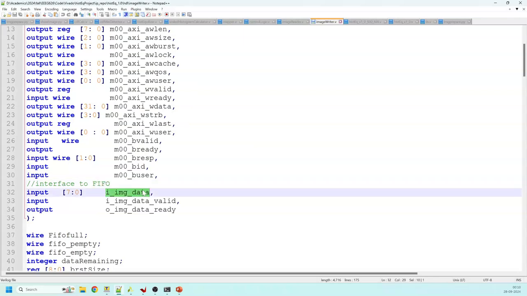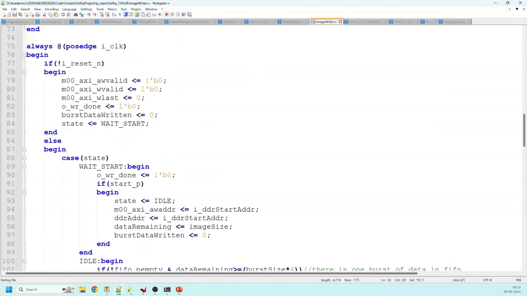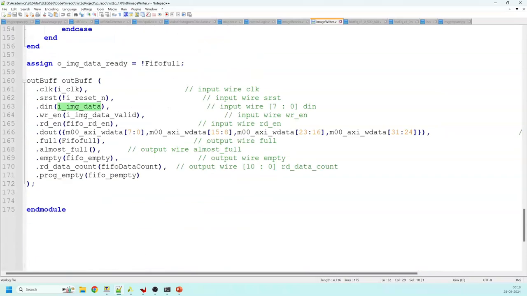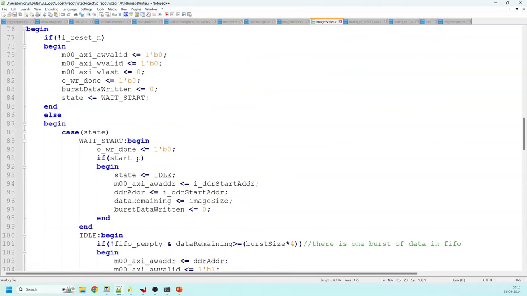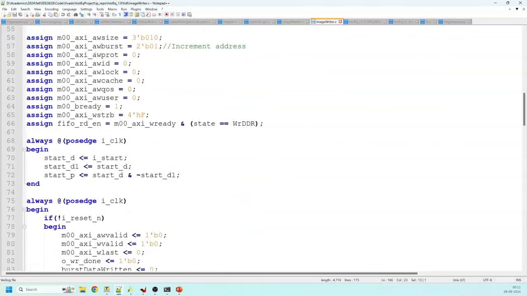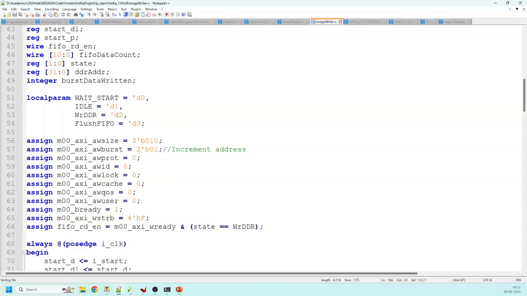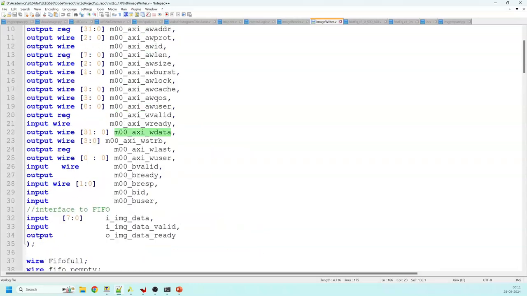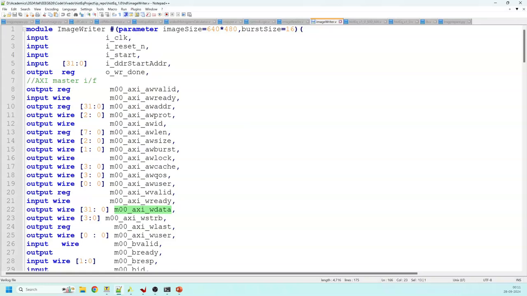This data is coming from the mapper. So whatever data is coming from the mapper and the data valid, that data is initially stored in a FIFO, which has an 8-bit input. The output from the FIFO is 32-bit, which is used for writing to the DDR. Basically, these image reader and image writer IPs you can use in many projects wherever you have to read or write from DDR, instead of using a DMA controller.